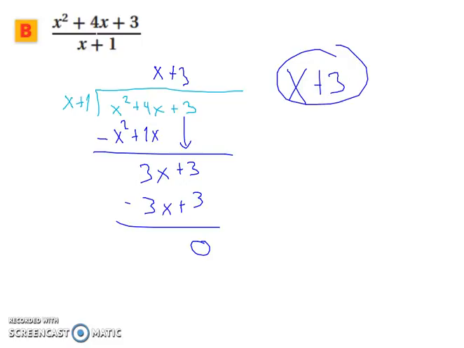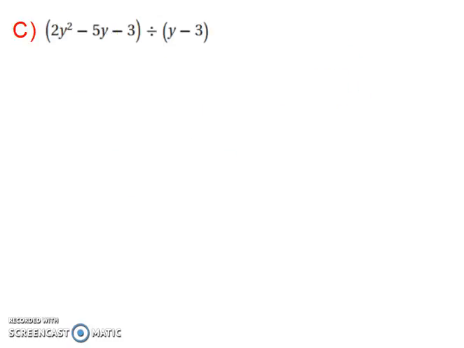Take a moment, pause the video, and try this next one on your own. When you return to the video, the answer will be revealed.